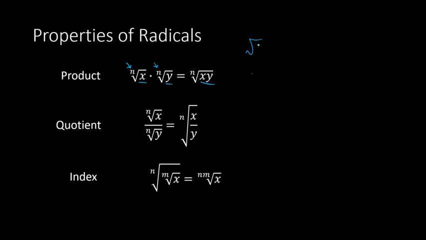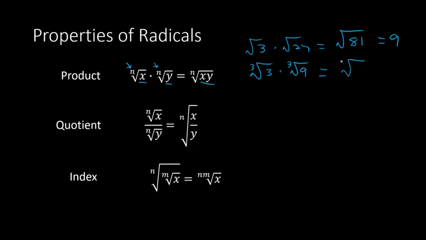If we have the square root of 3 times the square root of 27, we can combine into one radical because they're both square roots. That would give you the square root of 3 times 27, or the square root of 81, which in turn would equal 9. Or if you had the cube root of 3 times the cube root of 9, you can combine because the index is the same, it's both a cube root. That would give you the cube root of 3 times 9, which would be 27, and that would in turn be 3.